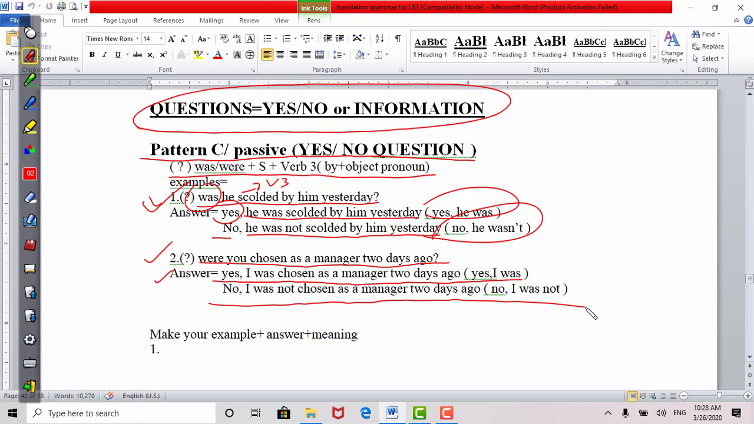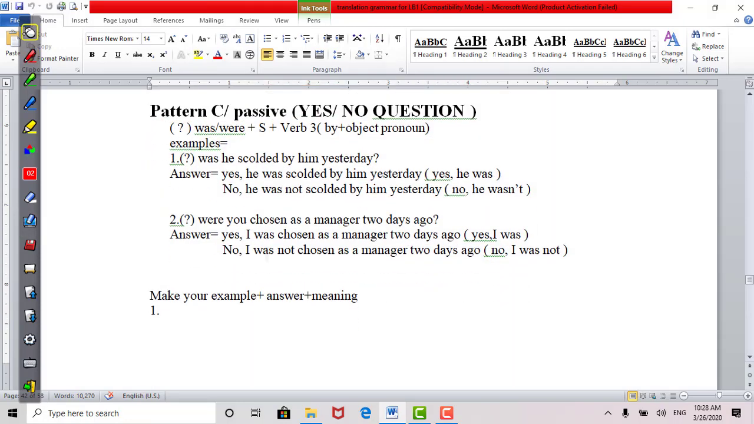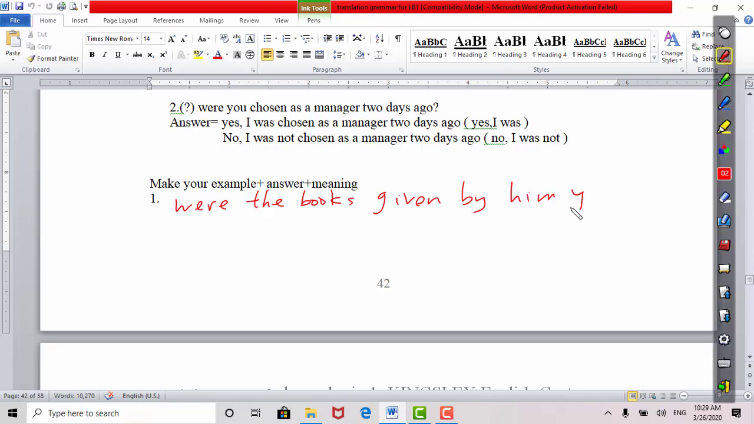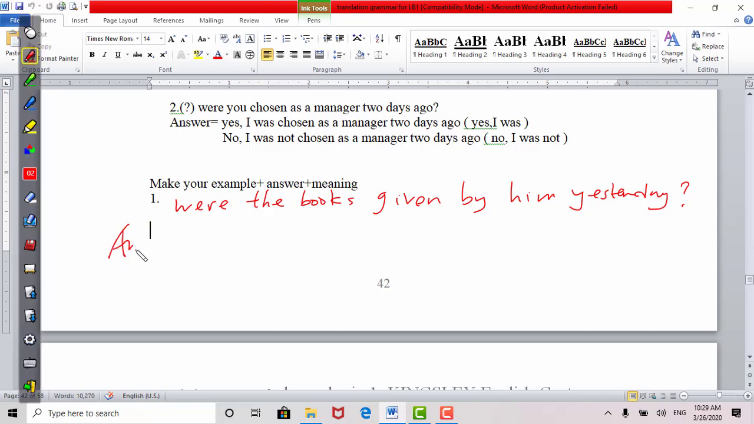We can make the examples by ourselves here. Make your examples, answer and meaning. For example, I make one for you: Were the books given by him yesterday? This is the question. And how about the answer to this question?